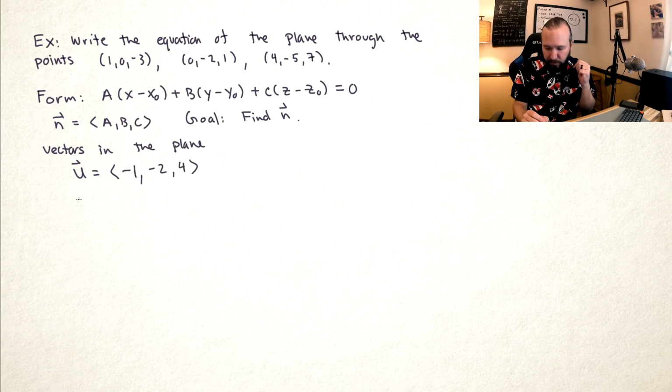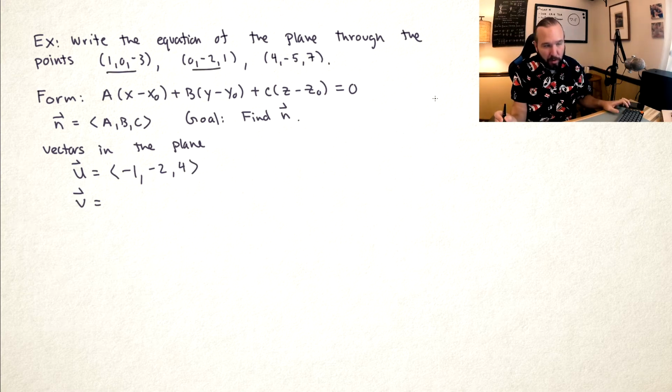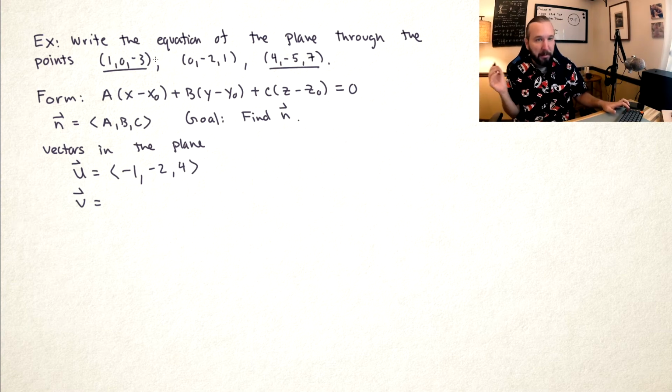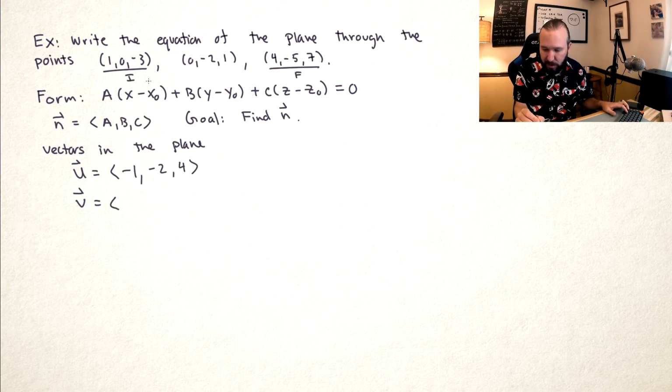Okay, that was fine. So now let me pick another pair of points in the plane, and I can just pick any other pair of these that I didn't already use. So I already used these 2. So let me pick some different ones. I pick this one and that one there, for example. So I'll do final minus initial for this one. So 4 minus 1 is 3. -5 minus 0 is -5. And then 7 minus -3 is 10.